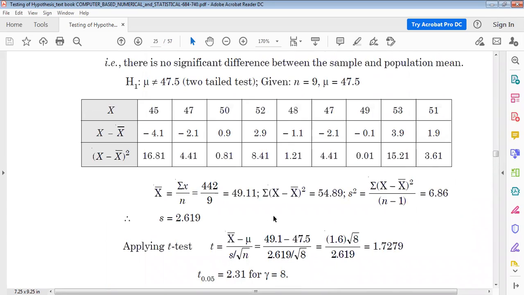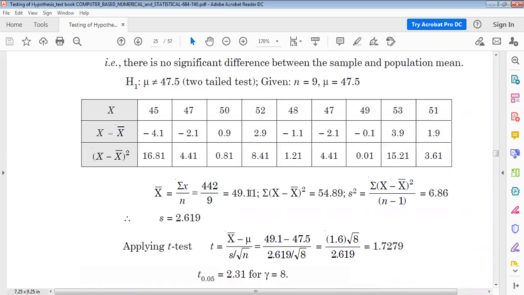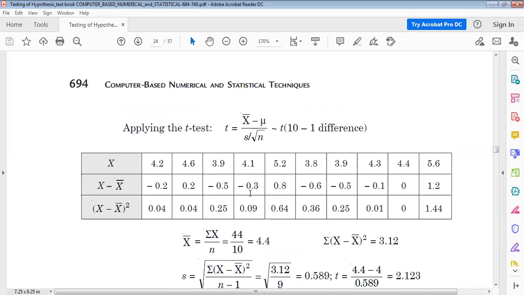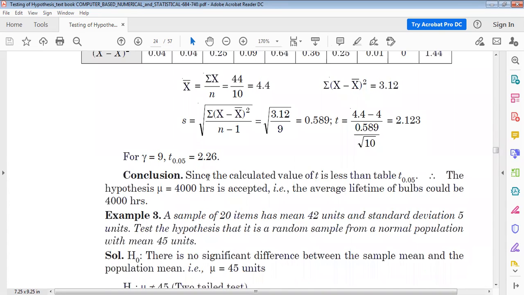Okay, the t distribution table. So at the 5% significant level for degrees of freedom 9, it is 2.26. This comes from the table. Now we can comment on this: since the calculated value of t is less than the table value at 5% significant level, the hypothesis mu equals 4000 hours is accepted. Understand? This is accepted. If less than, this will be accepted. If greater than, this will be rejected.